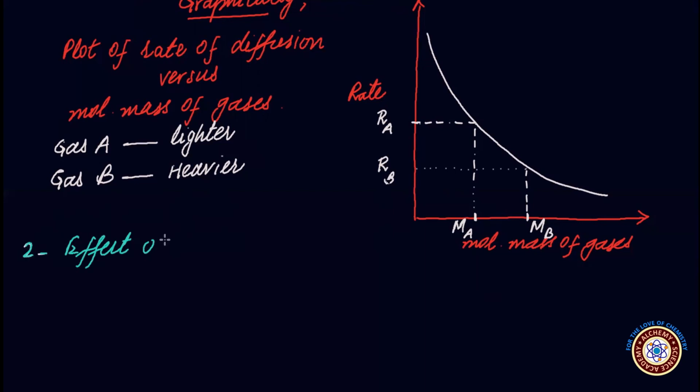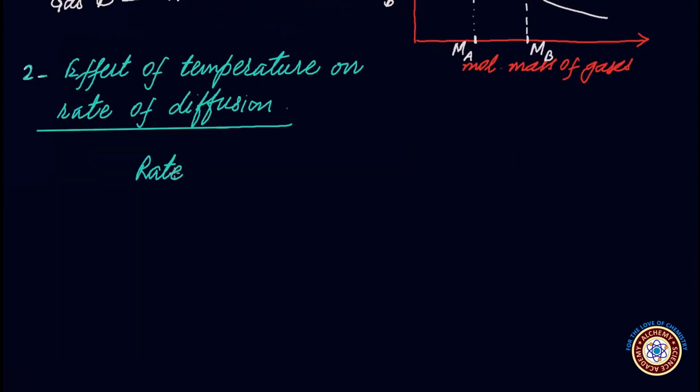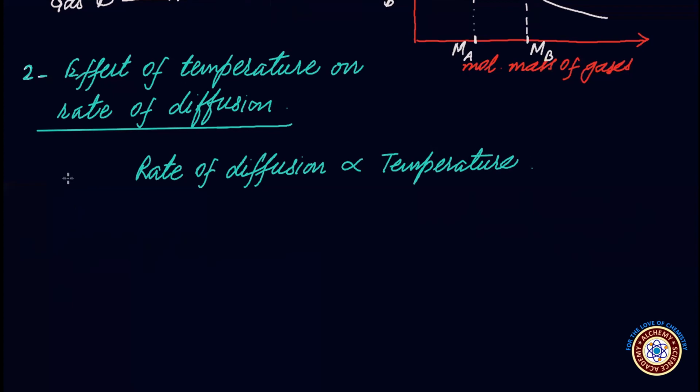Now let us look at the second factor which affects the rate of diffusion of gases, and this is temperature. Effect of temperature on rate of diffusion of gases. Experiments show that rate of diffusion increases on increasing the temperature of a gas. So rate of diffusion of gas particles is directly proportional to temperature.